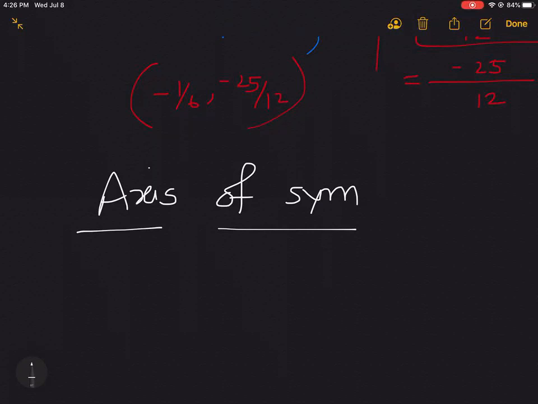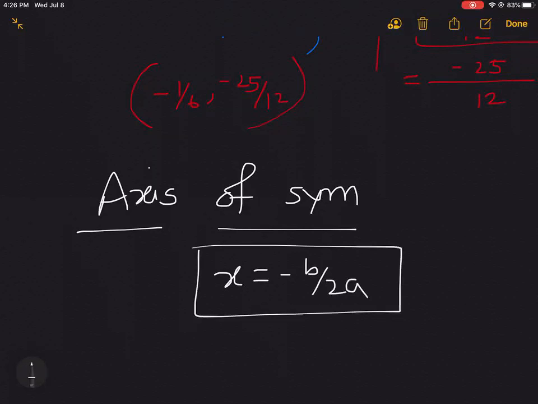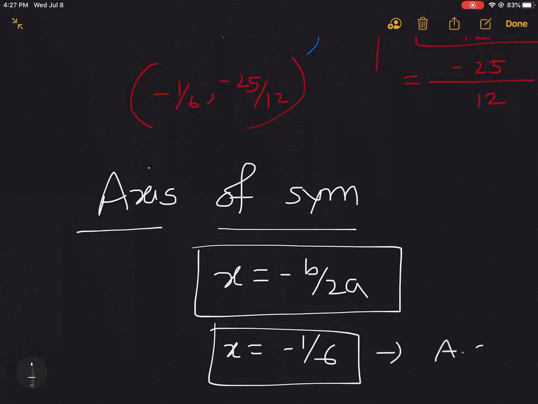What equals negative b over 2a? You have negative b over 2a, but what's on the left hand side? X. So the idea is x equals negative b over 2a is your axis of symmetry, right? And on this occasion, it will be negative 1/6. So that should be your axis of symmetry. Do you agree?